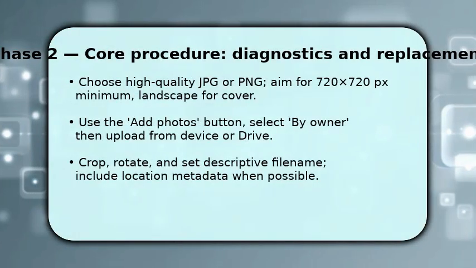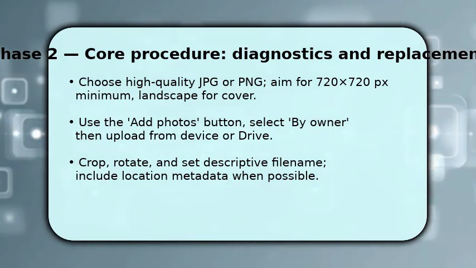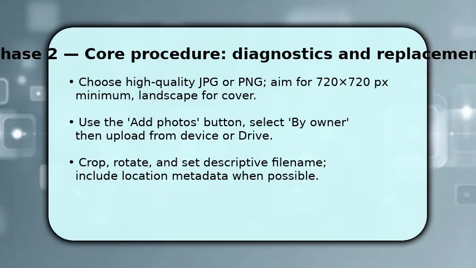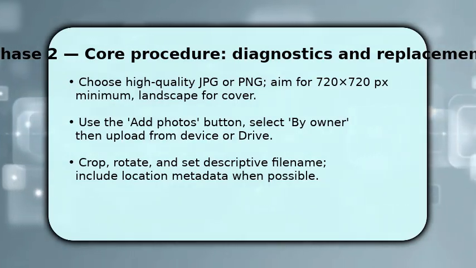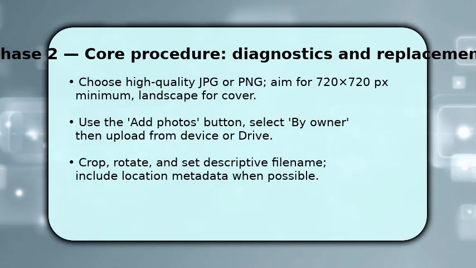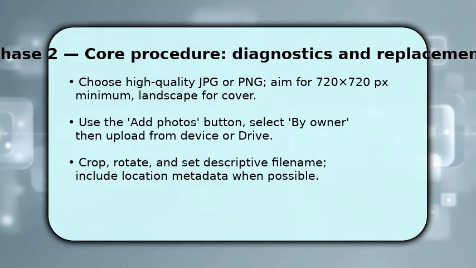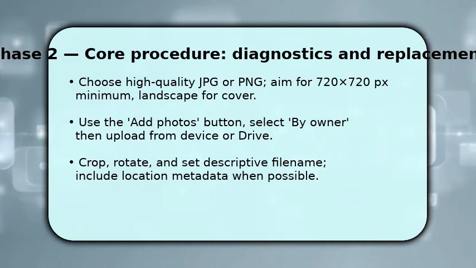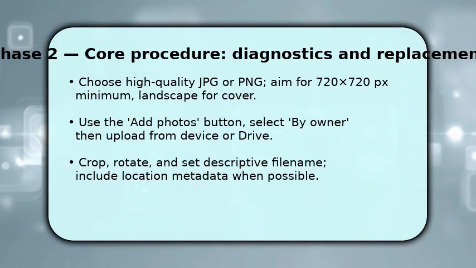Now you upload the new image. Click Add Photos on the business listing, then select by owner to ensure it's tagged correctly. Choose a crisp JPG or PNG, ideally landscape, and at least 720 x 720 pixels so Google can generate thumbnails without artifacts. Crop and rotate within the uploader. Name the file with useful terms since descriptive file names can help indexing.